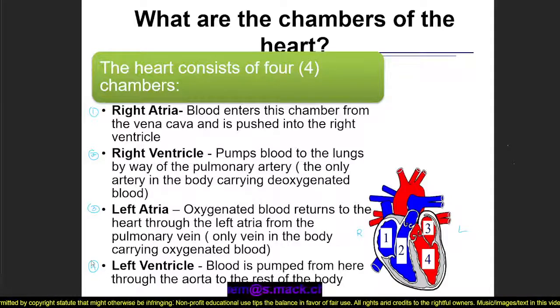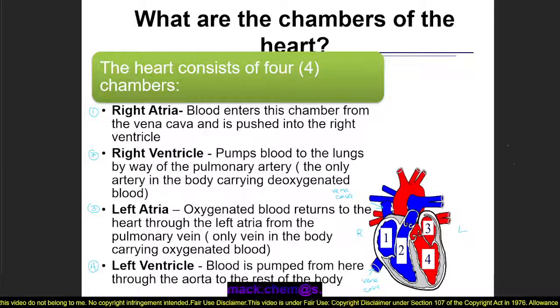The 4 chambers of the heart are the right atria and ventricle and the left atria and ventricle. Let us look at blood flow through the heart. Blood will enter into chamber 1, which is the right atria, and it does so through the vena cava. So this vessel here is the vena cava. This is also the vena cava here, which enters into the chamber at the top. We say that deoxygenated blood enters into the right atria through the vena cava.